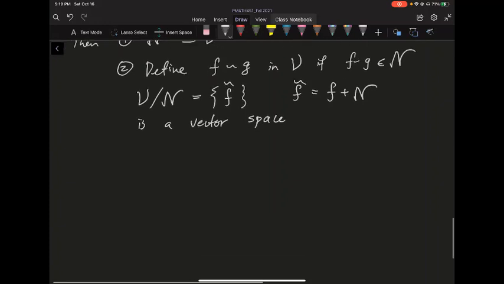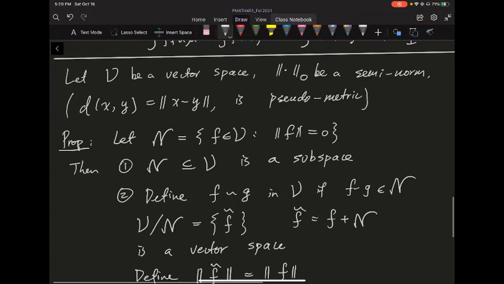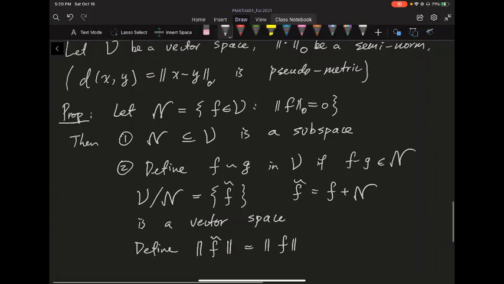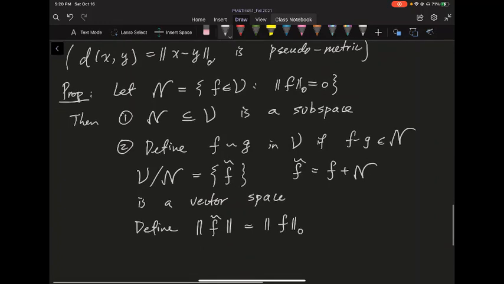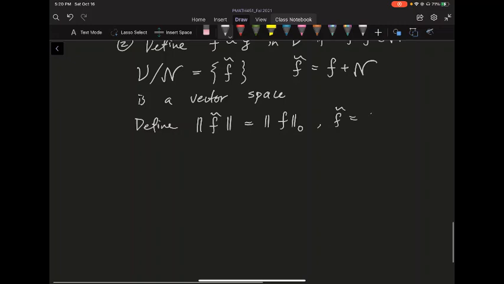I can define a norm on this. Let's abuse our notation a little bit. I define the norm of an equivalence class to be equal to the semi-norm of f. If I want to make it a little more clear, I should put a 0 in the semi-norm, so let's do that to make clear what I mean. On the right hand side, I'm taking the semi-norm of f, and I define it as the norm function of this equivalence class, where f tilde is equal to f plus n.